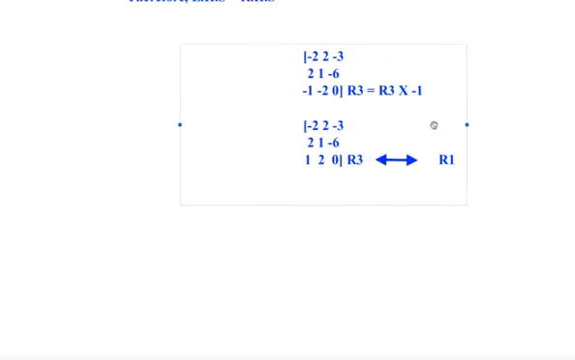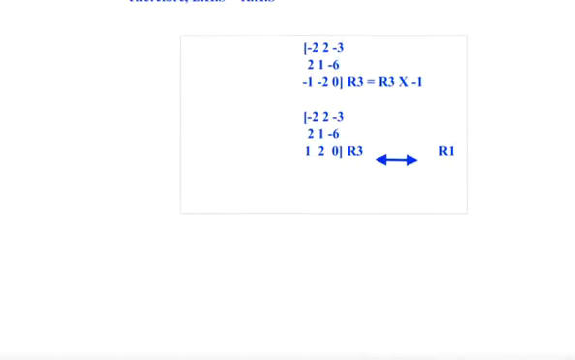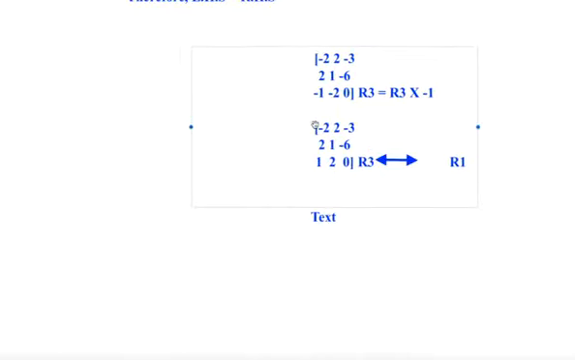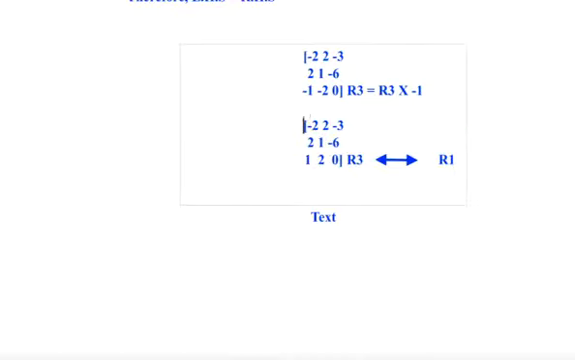Fair enough. Now interchange R3 with R1. The next step is going to be: paste. 1, 2, 0 will go here, 1, 2, 0, minus 2, 2, minus 3 will come here. Okay, fair enough.